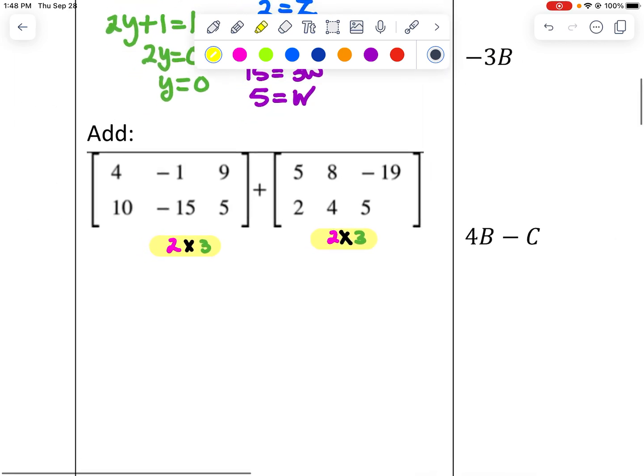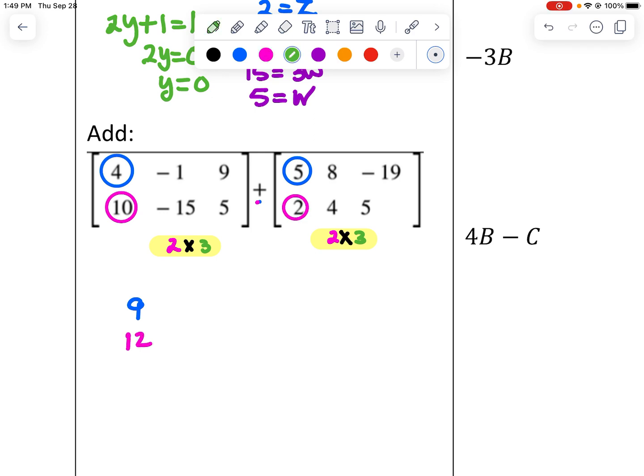And so all we're going to do is add them together. Very simply, we are just straight up going to add. Don't make this harder than it is, because it is not. It is not hard at all. All you're going to do is take this 4 and add it to 5, and 4 plus 5 is 9. And then you're going to take 10 and add it to 2, and 10 plus 2 is 12.